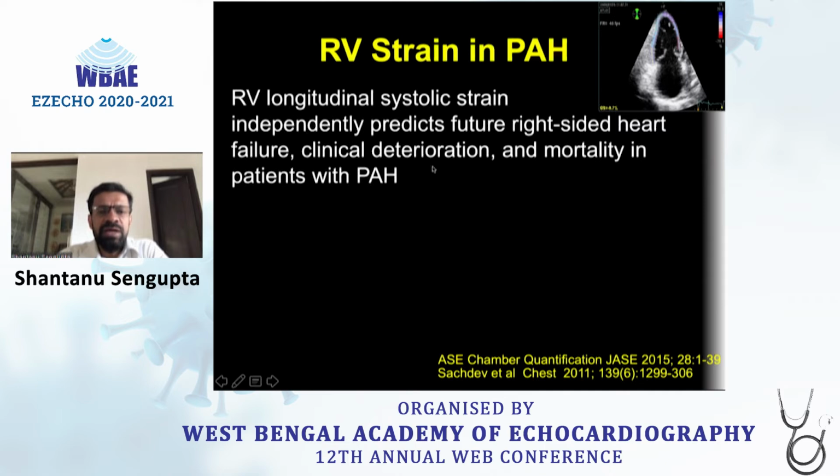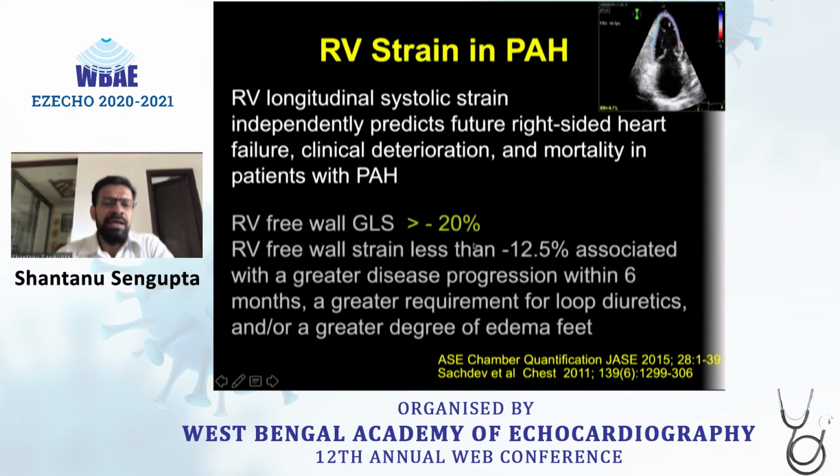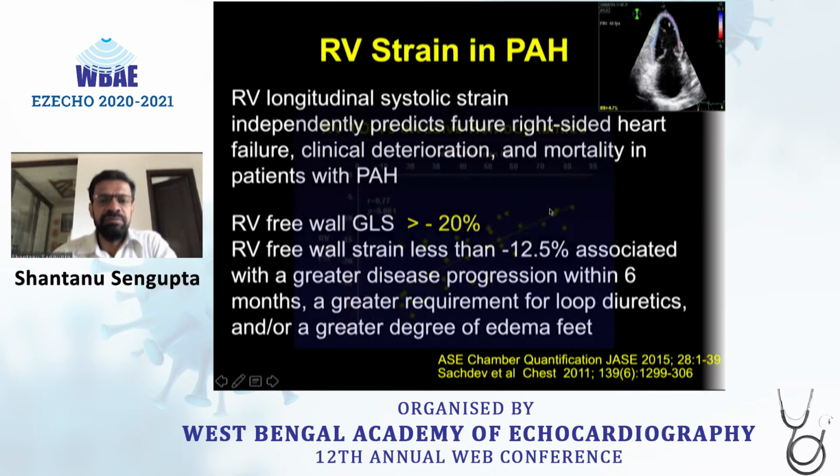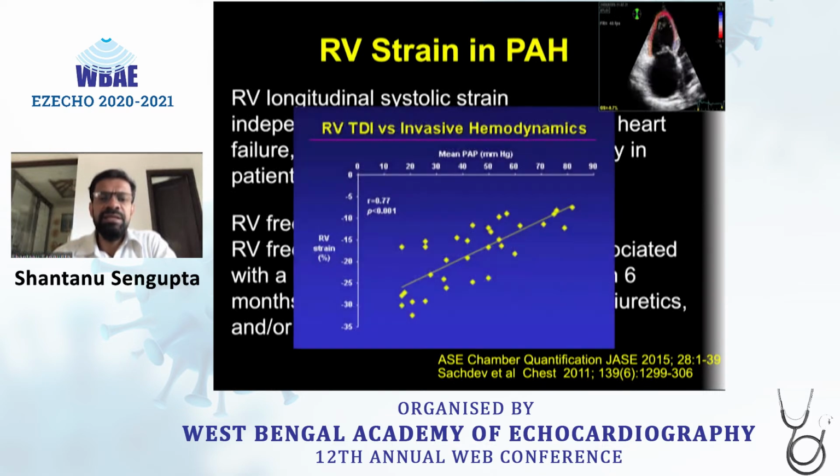So we are looking at the longitudinal parameters, and they do predict future involvement, future right-sided heart failure, and mortality in patients with pulmonary arterial hypertension. RV free wall global longitudinal strain normally has a cutoff of -20. Anything less than -20 is a marker of RV dysfunction, and it correlates pretty well with invasive hemodynamics in patients who have pulmonary hypertension.